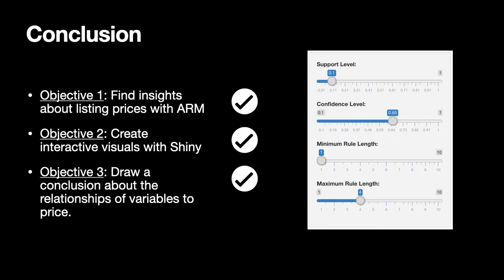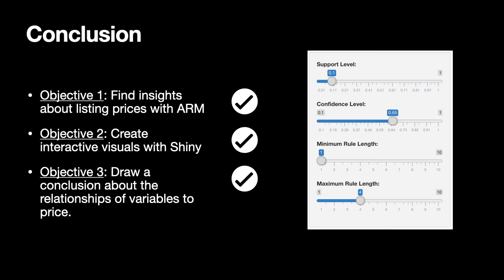So while the rules that I found interesting were not exactly what I expected, as far as the price being low in all of the rules, and there really not being any rules at all that correlated to a high price, the objectives were nevertheless satisfied. I used association rules mining to construct interactive visuals in Shiny, and found some interesting rules and insights with significant lift values for the dataset.